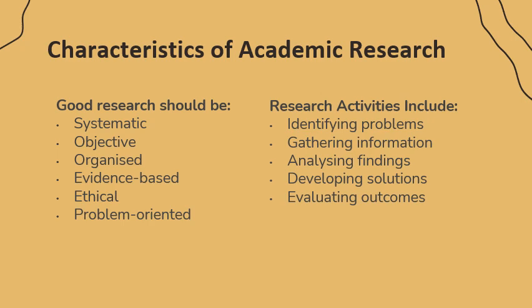Characteristics of academic research. Good research should be systematic, objective, organized, evidence-based, ethical, and problem-oriented. This means the research must follow proper step-by-step procedures, focusing on facts rather than personal opinions. And it has to be well planned and structured.